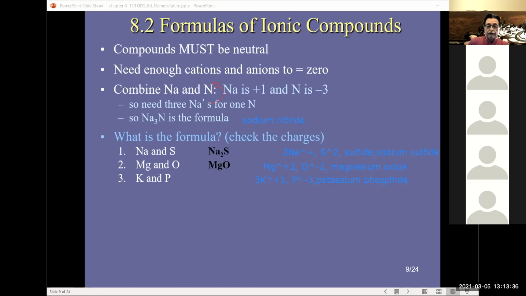And its formula, that 3 in front of potassium, will be the subscript. Okay. So now we have K3P.